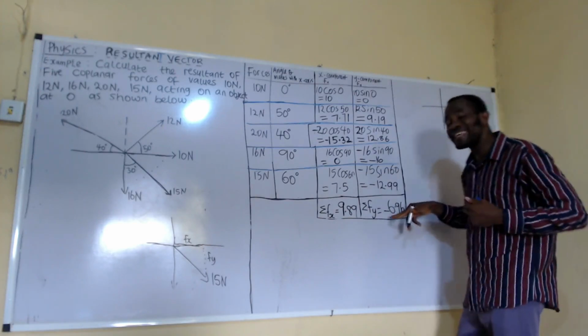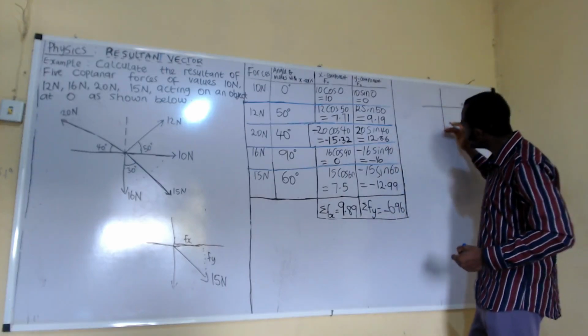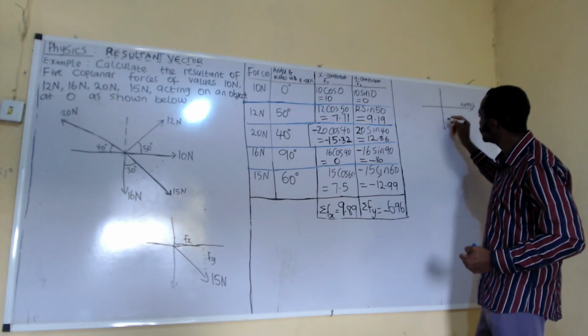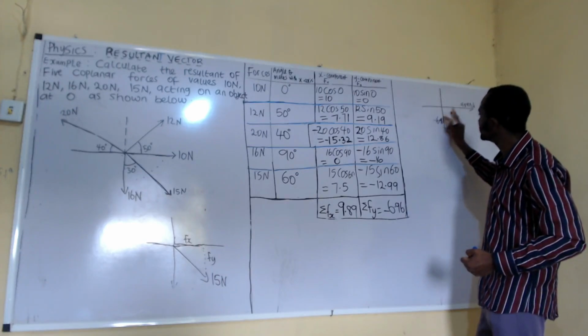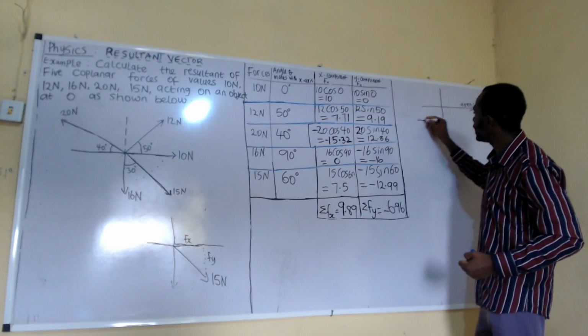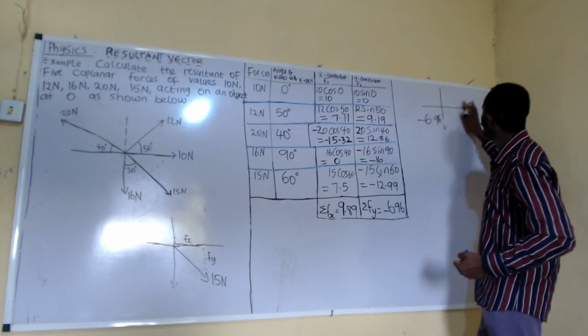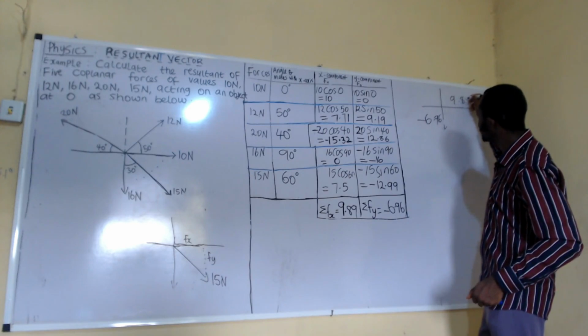Now if you look at the other one, it's on the y axis, a y component vector, and it is negative. So it will be on this side. So we want to make it small. So that will be minus 6.96. Minus 6.96, while the other one was 9.89.